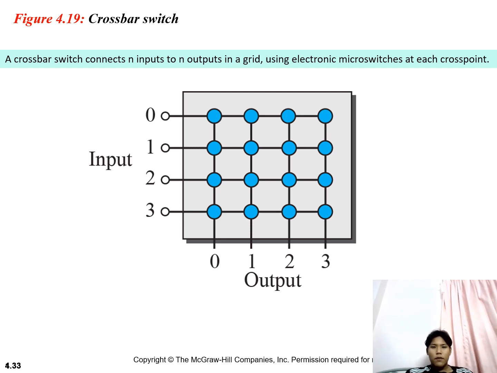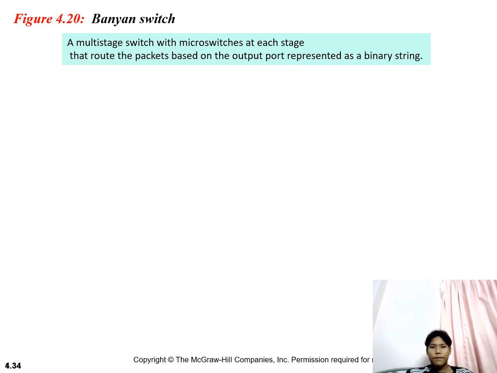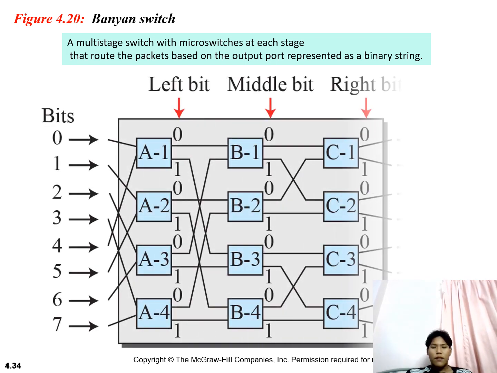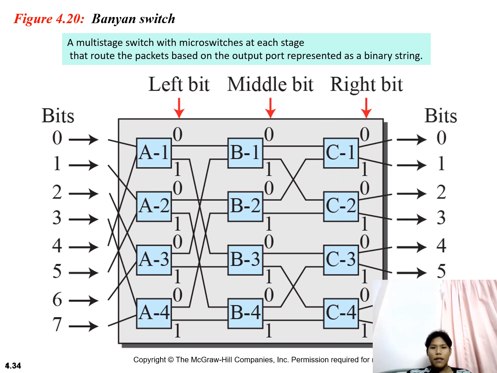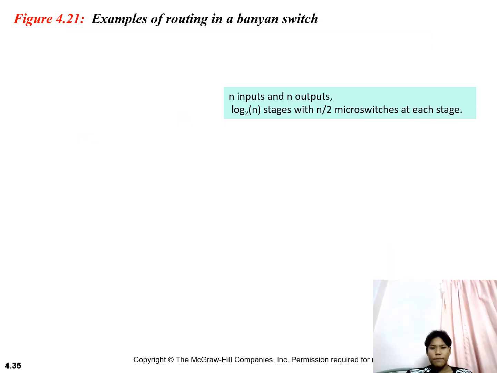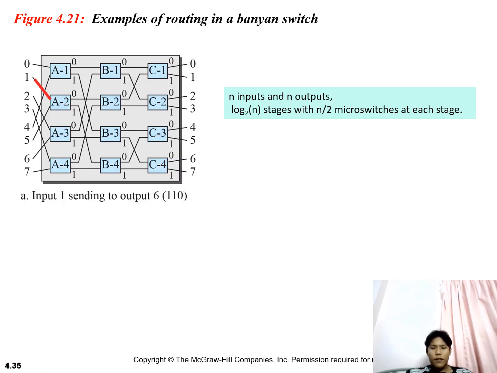Crossbar switch. A crossbar switch connects an input to an output in a grid, using electronic microswitches at each cross point. Banyan switch. A multi-stage switch with microswitches at each stage that route the packets based on the output port represented as a binary string, like this. For this example of routing in a banyan switch, n inputs and n outputs.